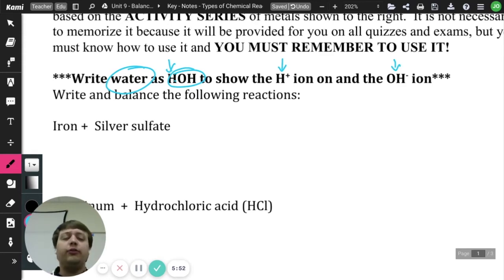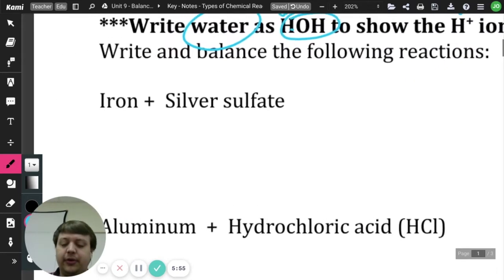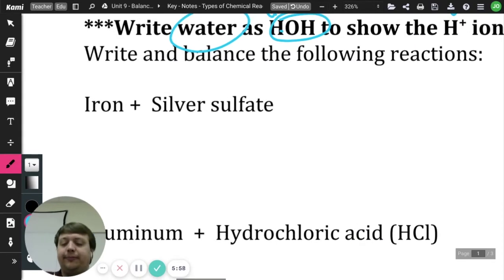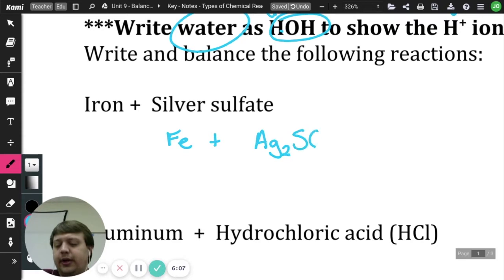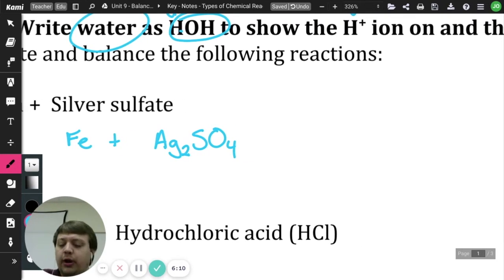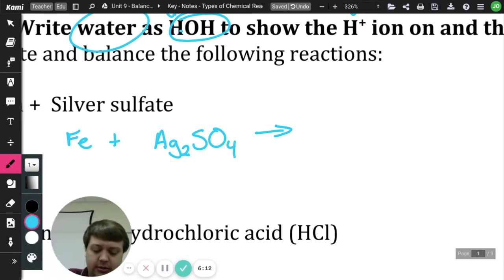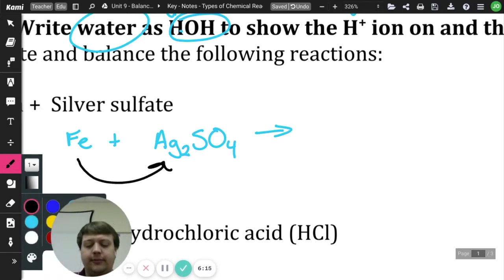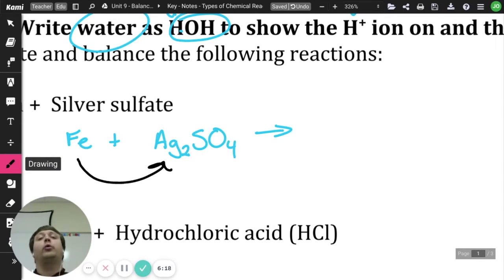Okay? So let's take a look at this first one right here. I've got iron and silver sulfate. So iron is Fe plus silver sulfate, Ag2SO4. And what we want to know is, will the iron replace the silver? Now, how do I know that it's trying to replace the silver? Well, metals replace metals, nonmetals replace nonmetals. And so we're looking to see, will that cation replace that other cation? Will that metal replace the other metal? So looking at this, I'm trying to see if iron can replace silver.